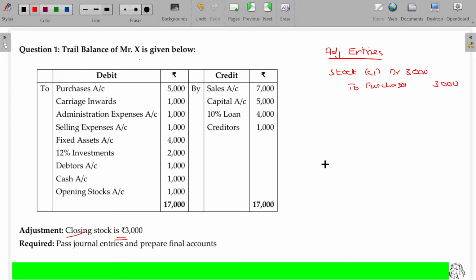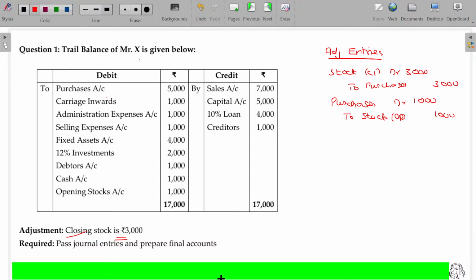Always remember, if you are going to pass the adjustment entry for the closing stock, you have to adjust for the opening stock also simultaneously. For the opening stock, what happens? It should be added to the purchases. So the purchases account is going to be debited to stock. What stock is that? Opening stock. The value being 1,000 rupees we have here.